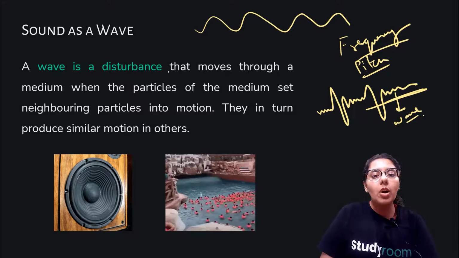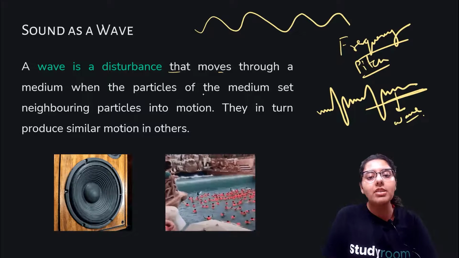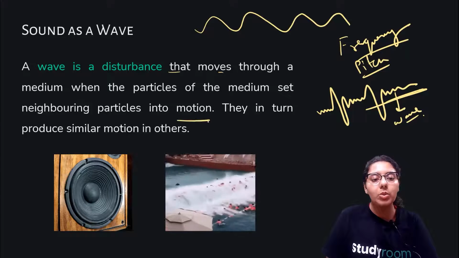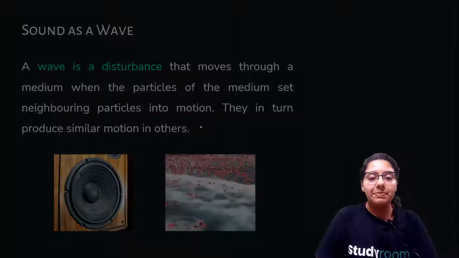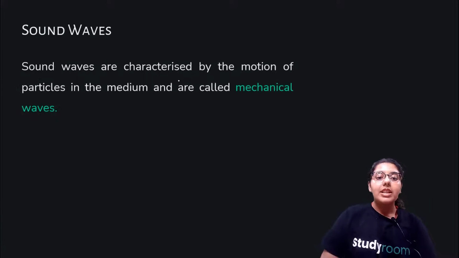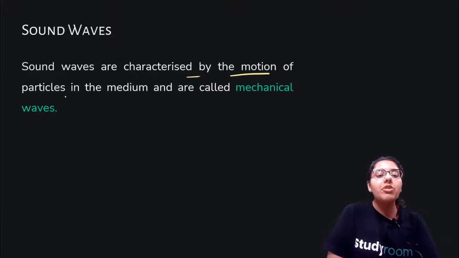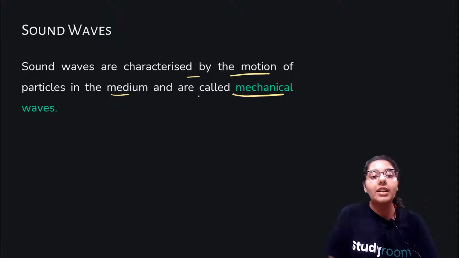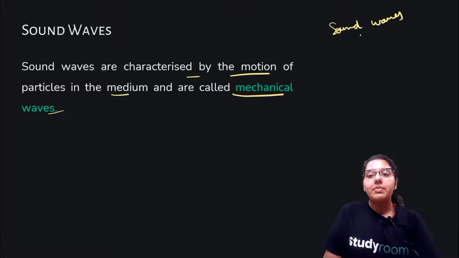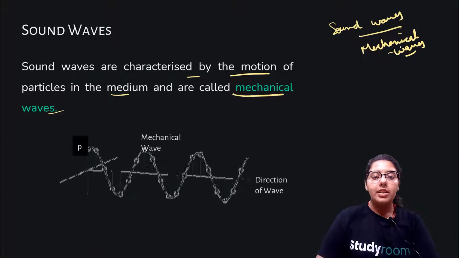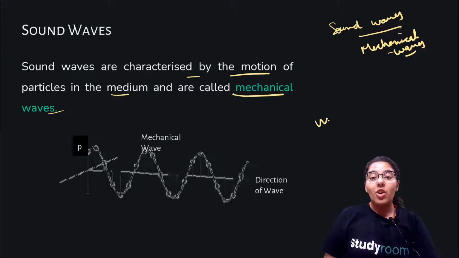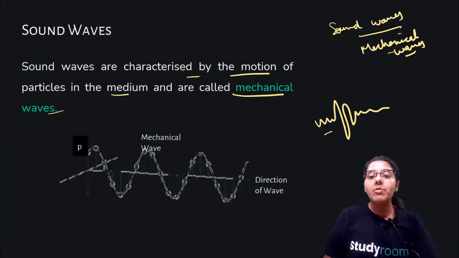So a wave is a disturbance that moves through a medium when the particles of the medium set neighboring particles into motion. Okay, so they in turn produce similar motion in others. So sound waves are characterized by the motion of particles in the medium and are called mechanical waves. So sound waves are a type of mechanical waves. See, so your voice recordings have this form, this is the type of mechanical wave.